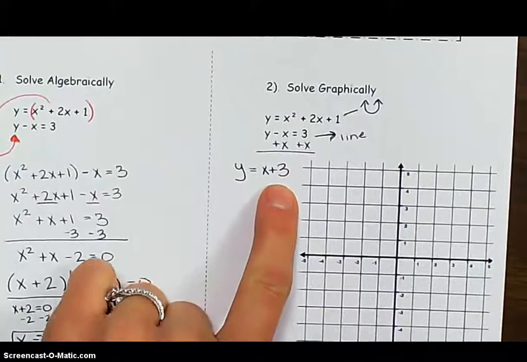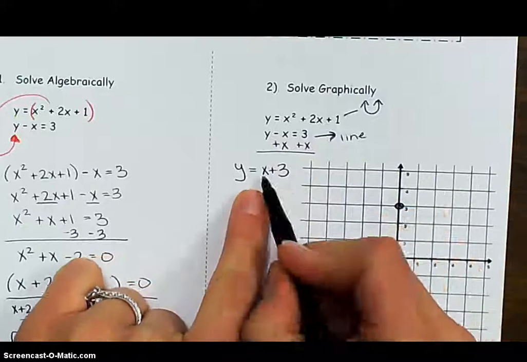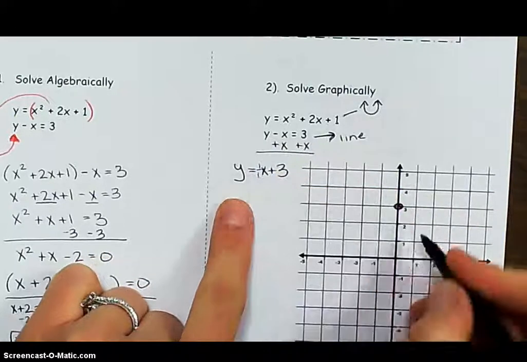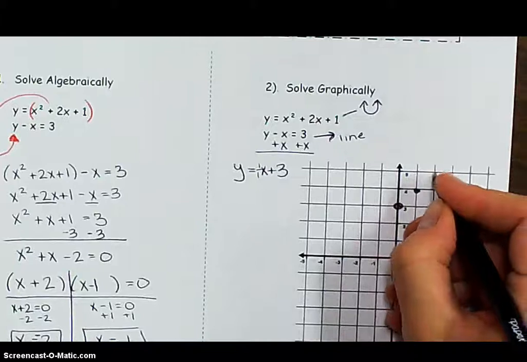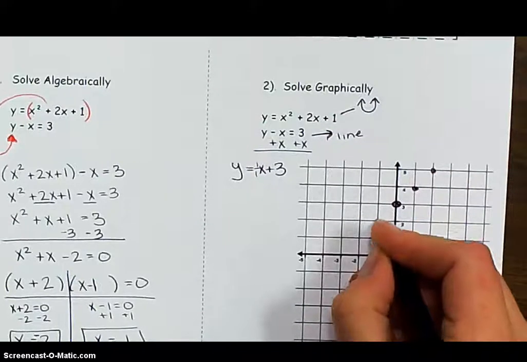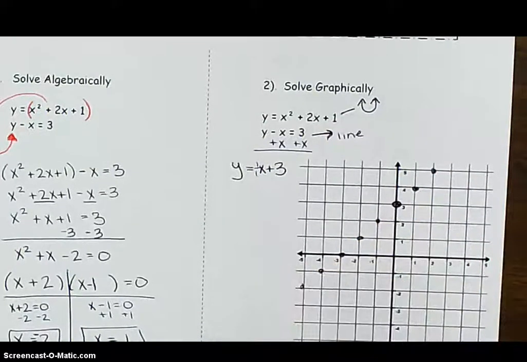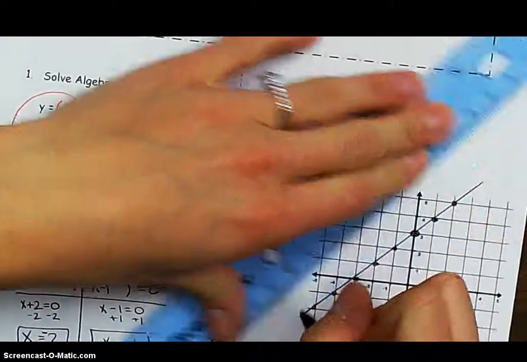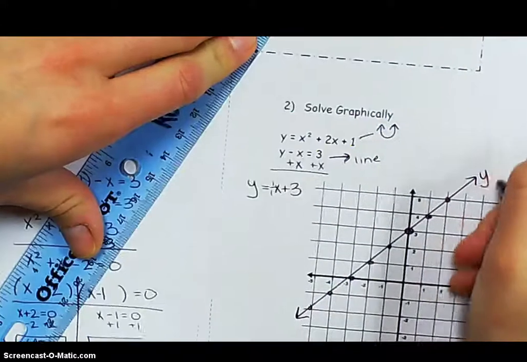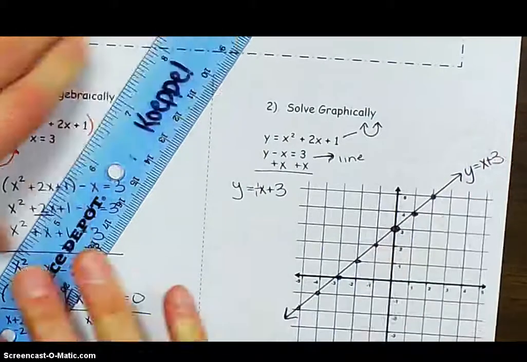So that means my y-intercept is 3, so I start at positive 3. And my slope is 1 over 1. So I'm going to go up 1 over 1, up 1 over 1. And I can go the opposite way, and that would keep all my points in a line. I'm going to draw that line and then label it at the edge. y equals x plus 3.